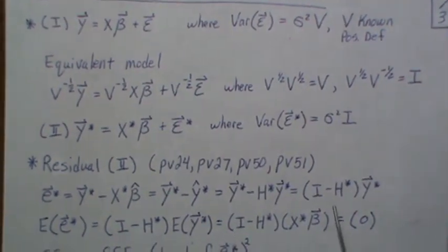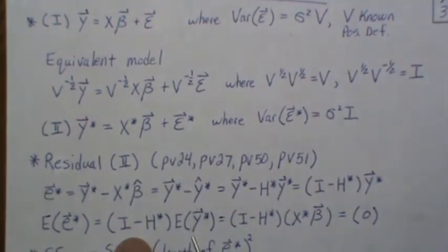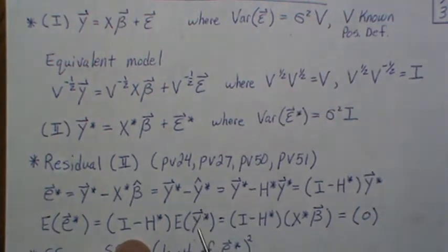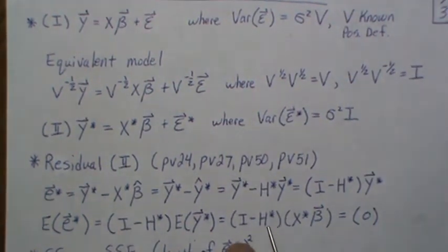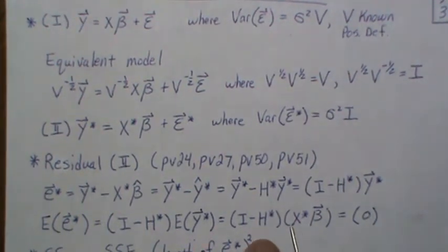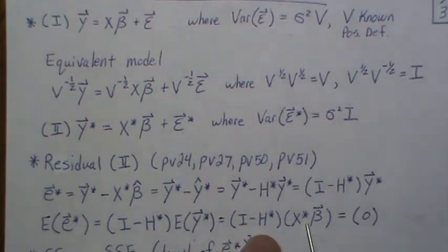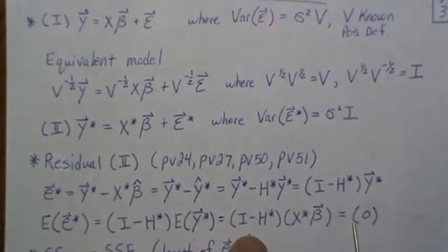Now the expected value of the residual goes into the y, and then the expected value of this is x star beta. But then this is 0. This is a perpendicular projection matrix onto the orthogonal complement space of the column space of x star. Or you could think of it as when you multiply the x in, you get x star, and then h star x star is just x star, and so that's 0.